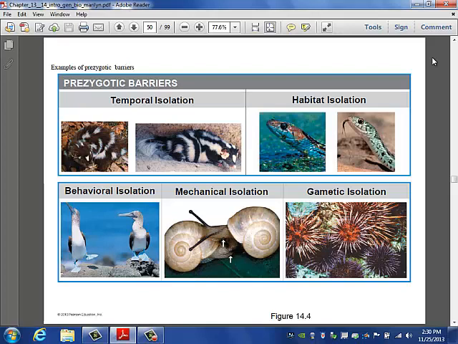Mechanical isolation. Again, their parts aren't in the same place, so their gametes never come together. And then gamete isolation. And we see two different colors. Better to look in the book. The pictures don't come out so good here.